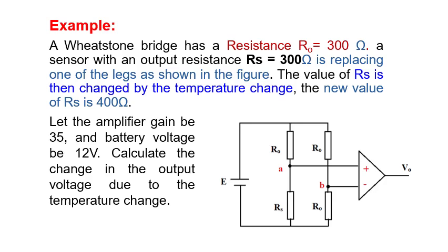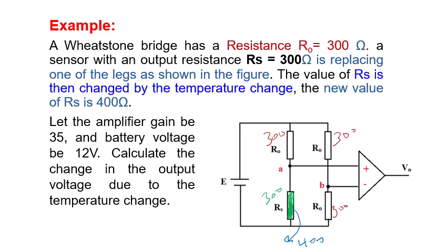We have the Wheatstone bridge with a 300 ohm resistance here, 300 ohm here, 300 ohm here, and this is the sensor. The sensor has a resistance of 300 ohm as well. Now the sensor is a heat sensor. Before we apply heat, it was 300. After we apply heat, the resistance here becomes 400 ohm.